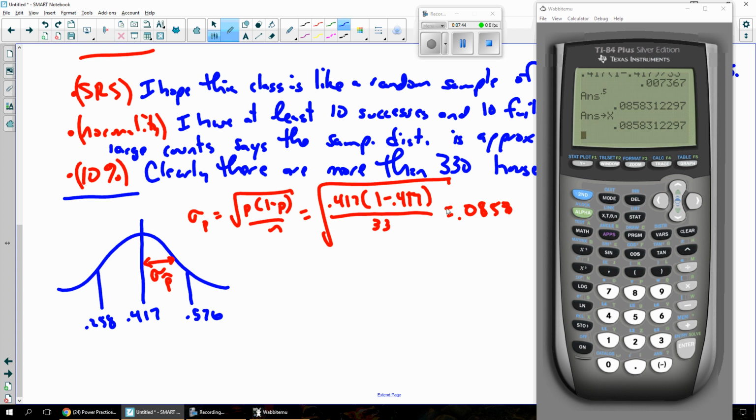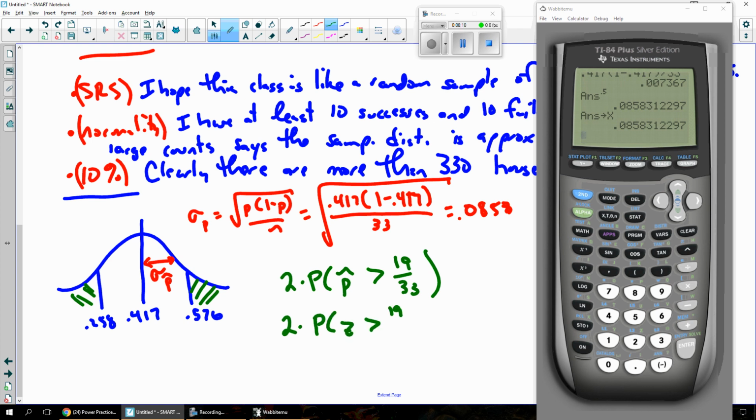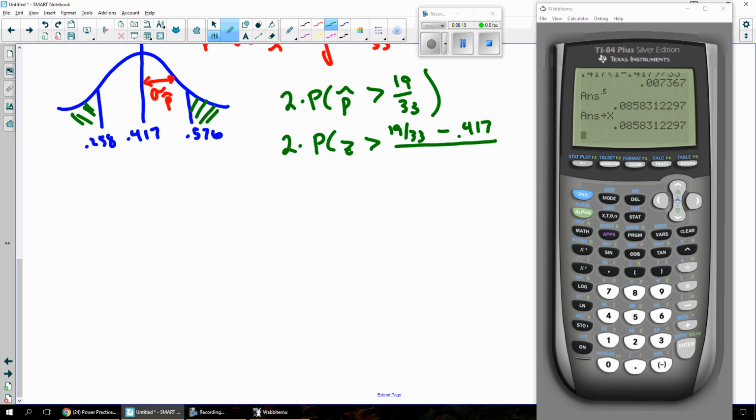Now I've got a two-sided problem, so the p-value is going to be both sides. So the p-value is 2 times the probability that we get a p-hat bigger than the 19 out of 33 that we got. So then I'm going to standardize that. So 2 times the probability z is greater than 19 out of 33, and you could convert that to a decimal if you want, minus 0.417, over the standard deviation. I actually prefer to write the whole thing without having used my calculator first, personally, so mine would look like this.